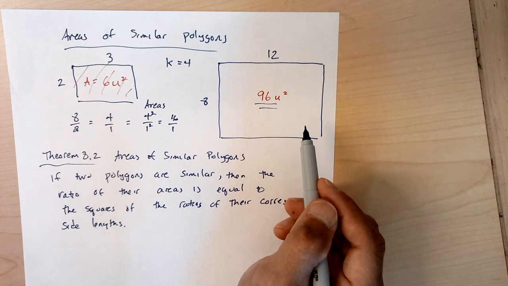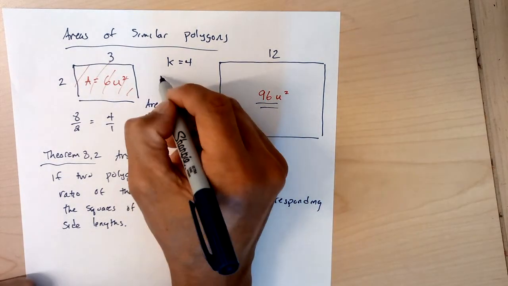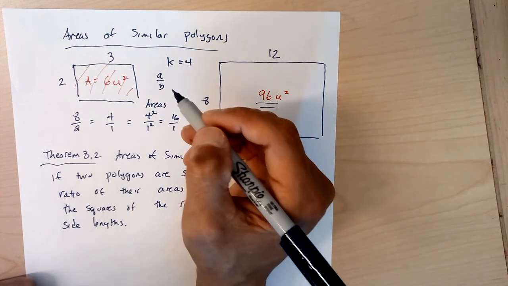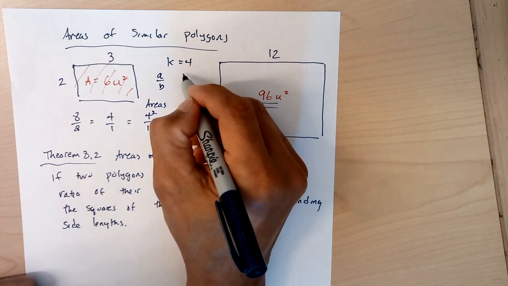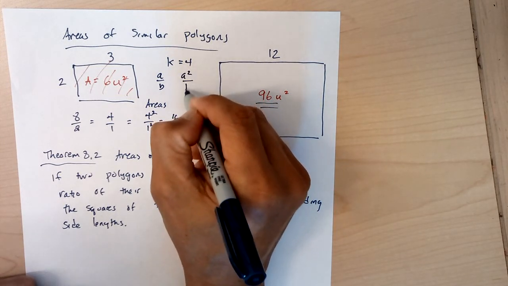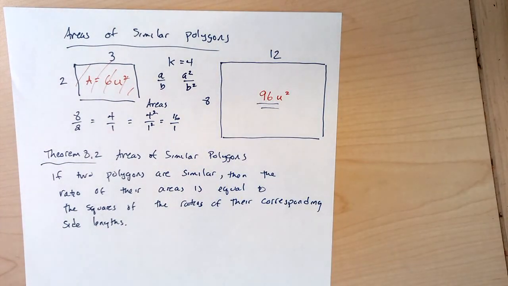So that's the ratio of their areas, the square of the similarity ratios. If the similarity ratio is A to B, then the ratio of the areas, as long as those two figures are similar, would be A squared to B squared. Okay, you square each of the corresponding side lengths to figure out the ratio of the areas.